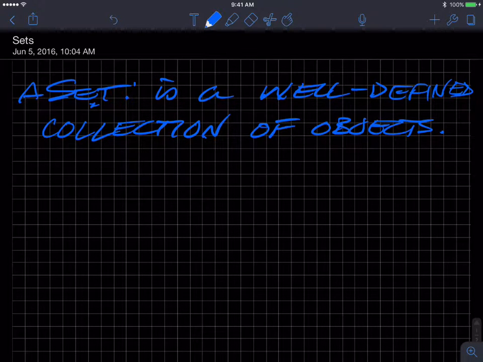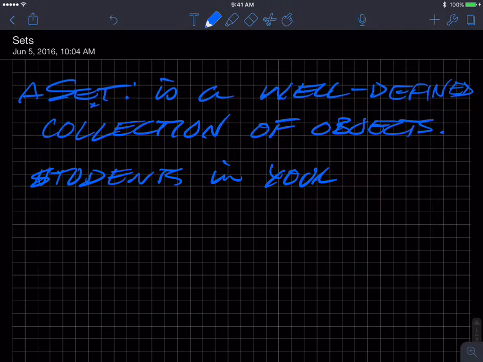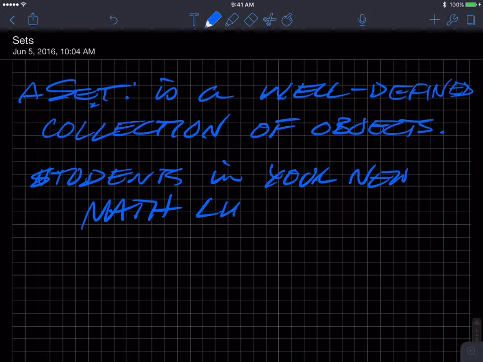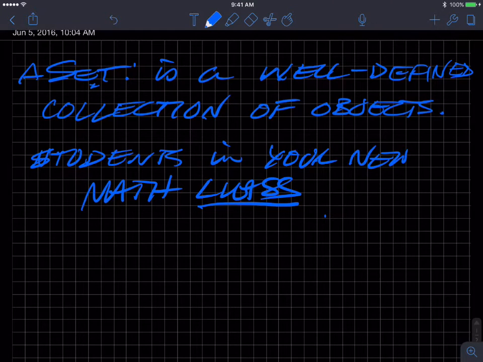And when I say objects, it doesn't have to be math oriented. For instance, think about when we're talking about probability, and a set of objects could be like the students in your new math class. But of course, for us, most of the time we're dealing with numbers.